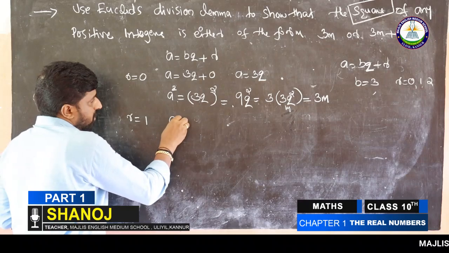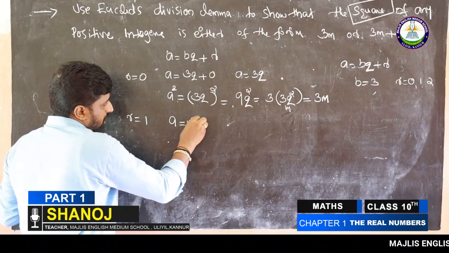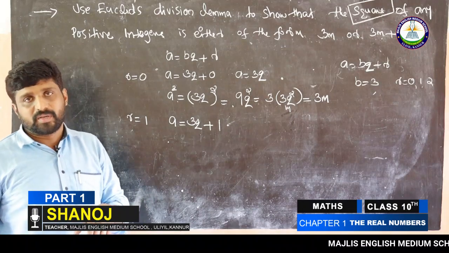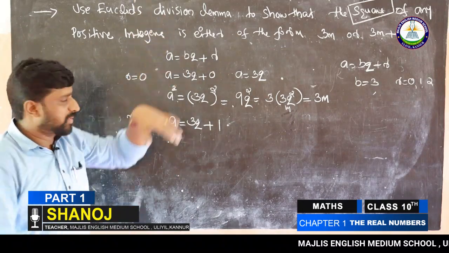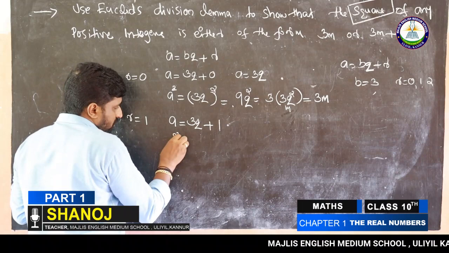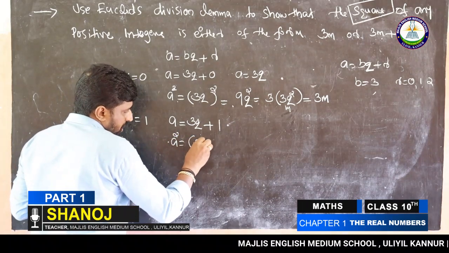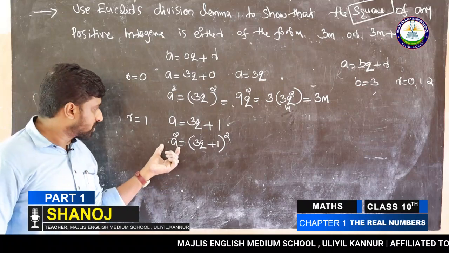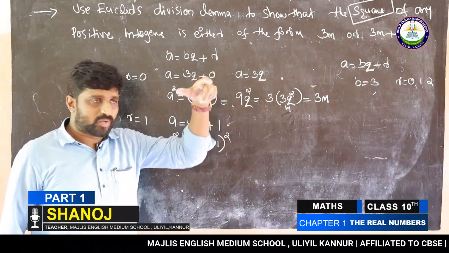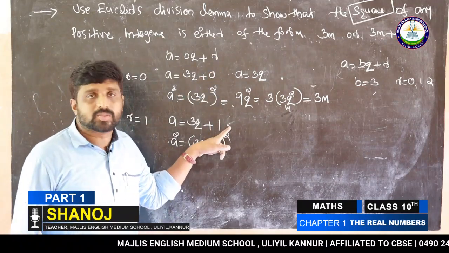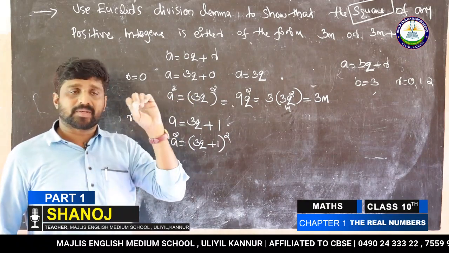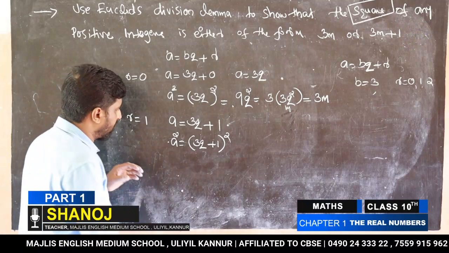Now we can take R equal to 1. R equal to 1 means A equal to 3Q plus 1. That's what we need. We need the square again. A square is equal to 3Q plus 1 whole square. This is the A plus B whole square form. A plus B whole square, you already know, is A square plus 2AB plus B square. Okay, that we can use here.